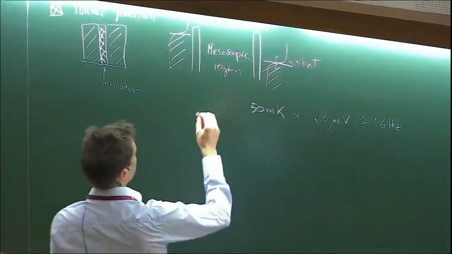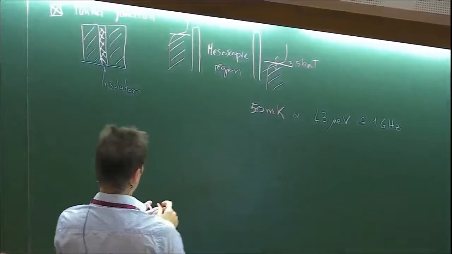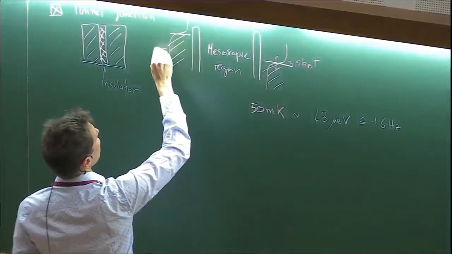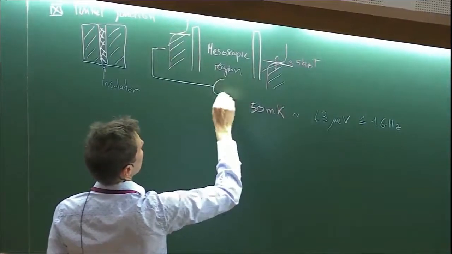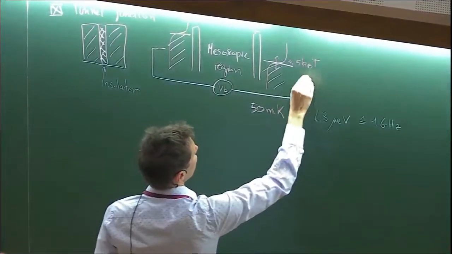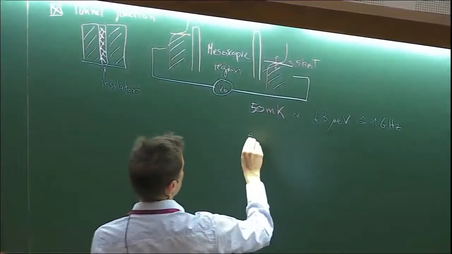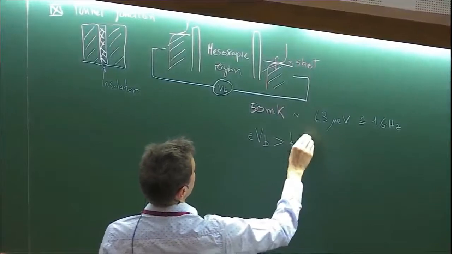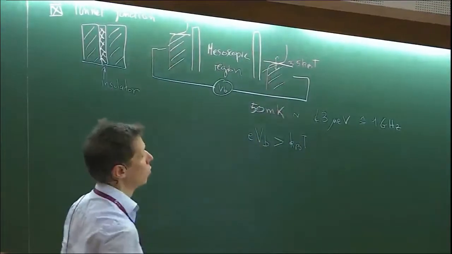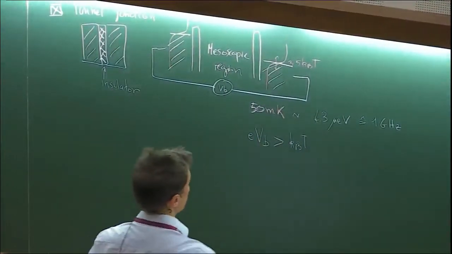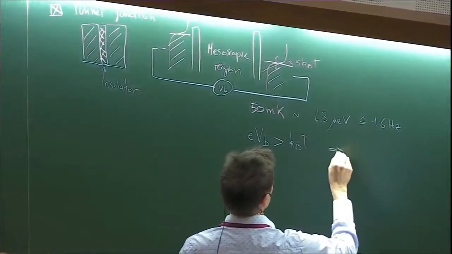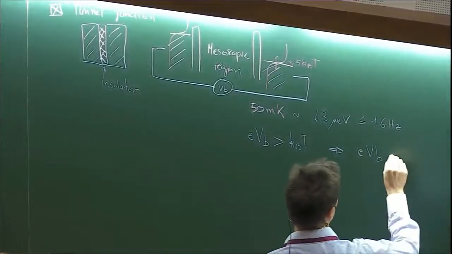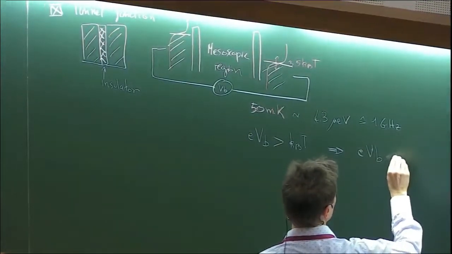So now if I apply a bias, let's say I have a battery here, then for large bias, for bias larger than kBT, because of course we want to have well-defined energy scales, you can have a bias in the microwave range.